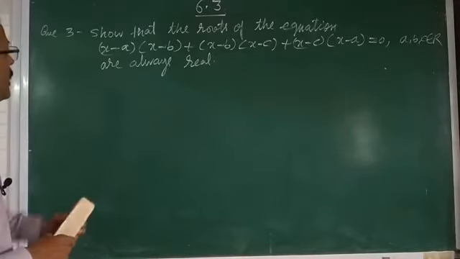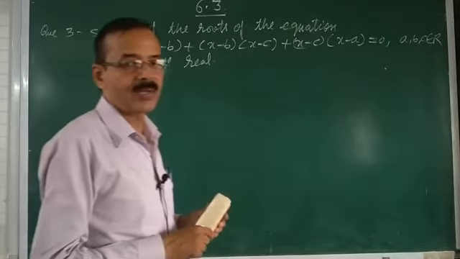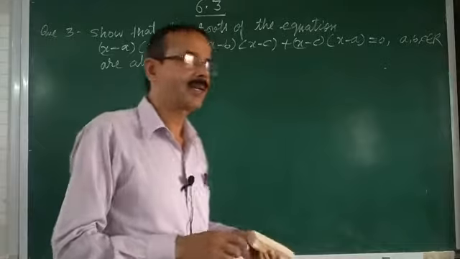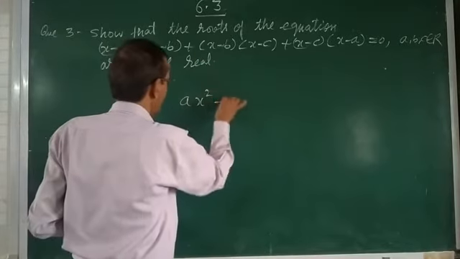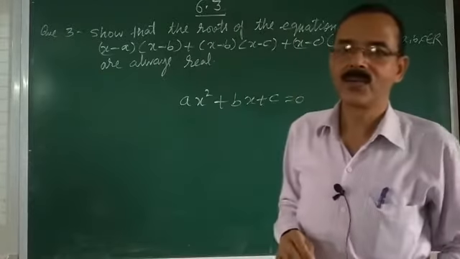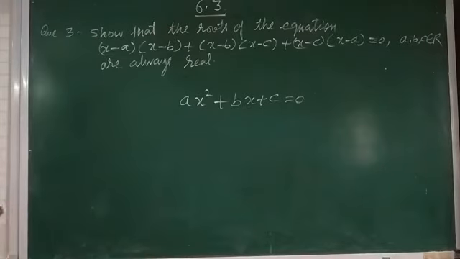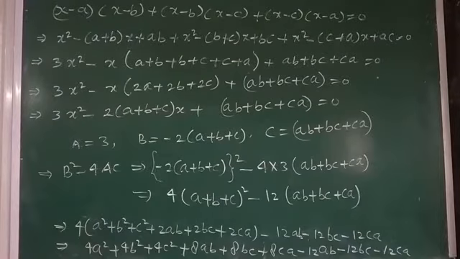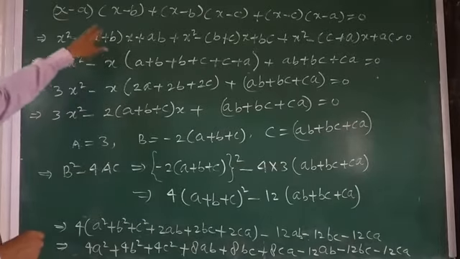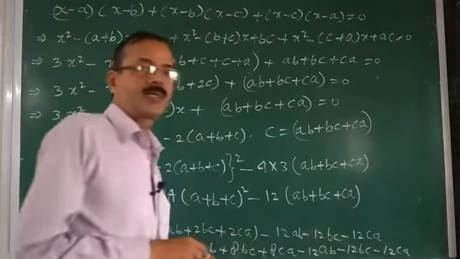First, you have to multiply the brackets and convert the equation into a quadratic equation. What is a quadratic equation? ax square plus bx plus c is equal to 0. So first we convert it into a quadratic equation by multiplying the brackets, then we apply the formula. Students, I have nearly completed it. This was the question: we have to prove that the roots are always real.